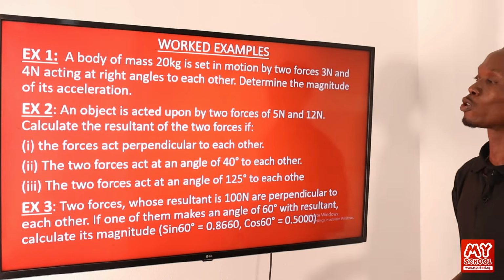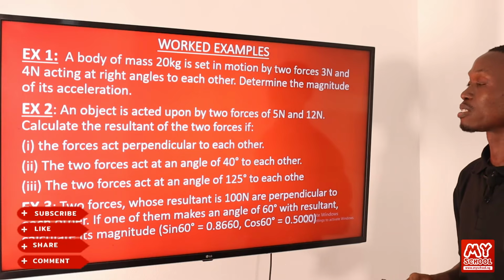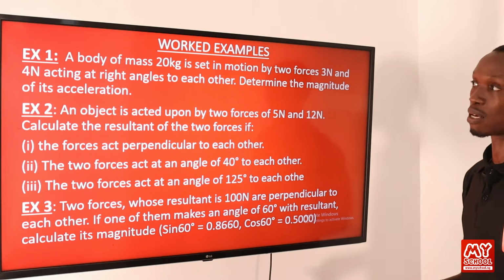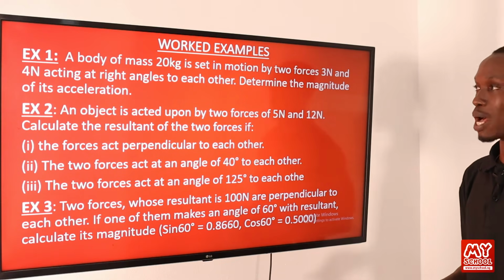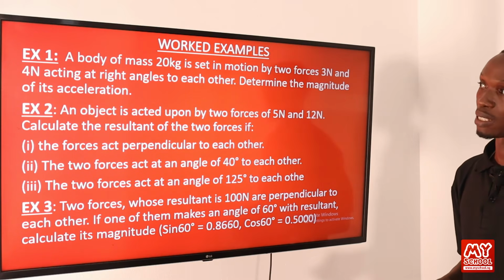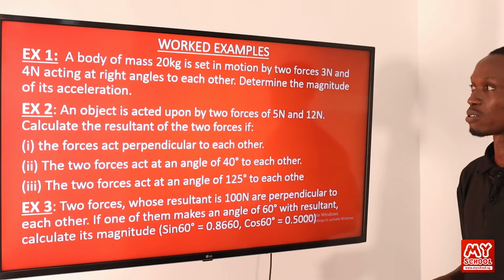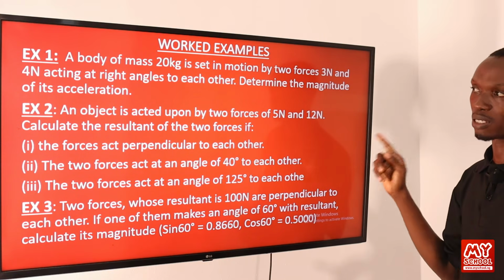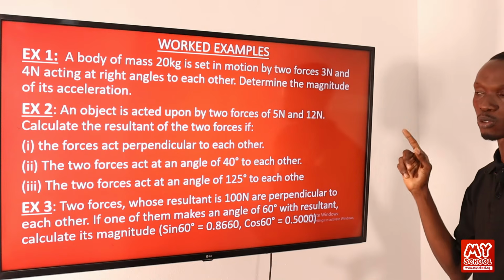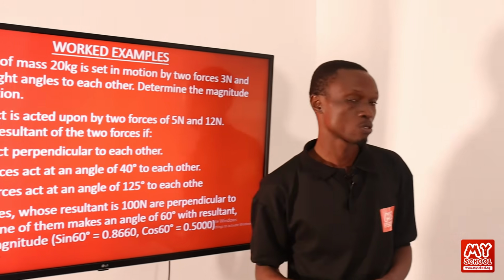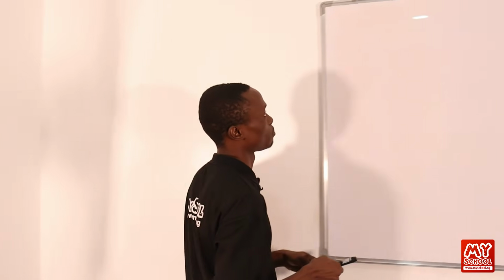Okay, so we are going to be applying everything that I've been saying since to solve some problems. So let's begin with example 1. A body of mass 20 kg is set in motion by 2 forces, 3 Newton and 4 Newton, acting at right angles to each other. Determine the magnitude of its acceleration. So let's move over to the board to solve that problem.